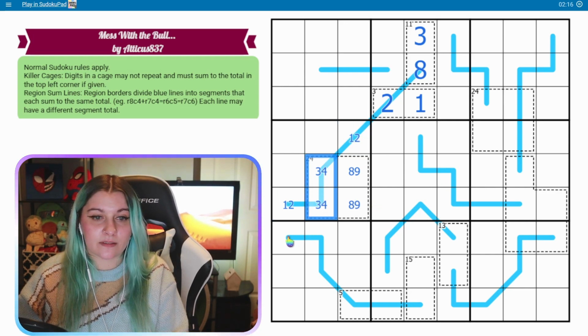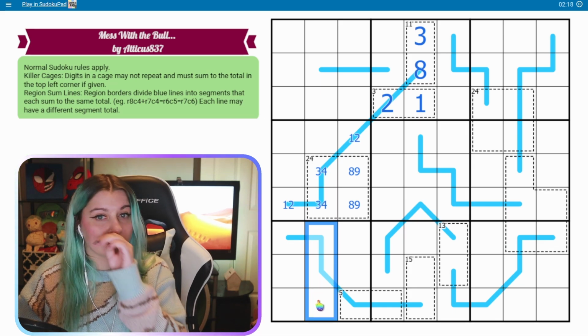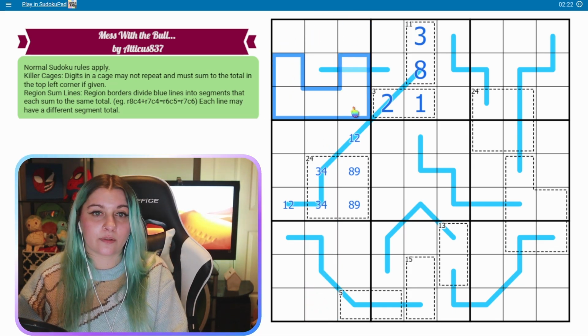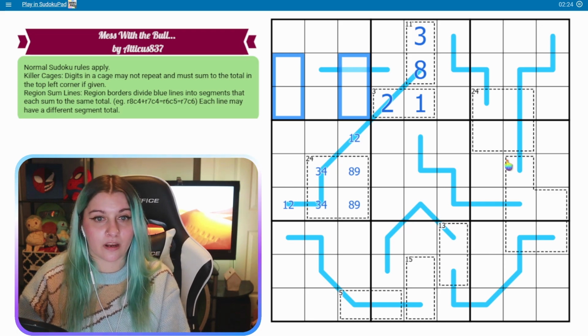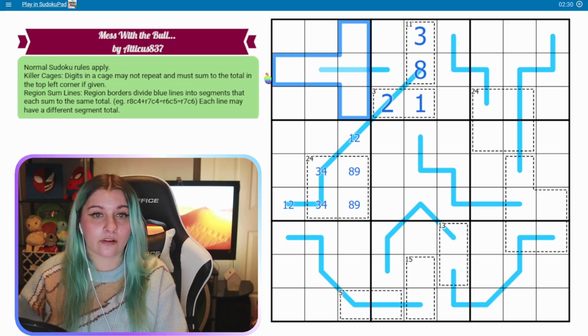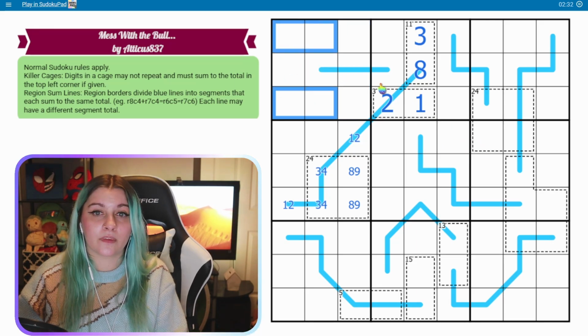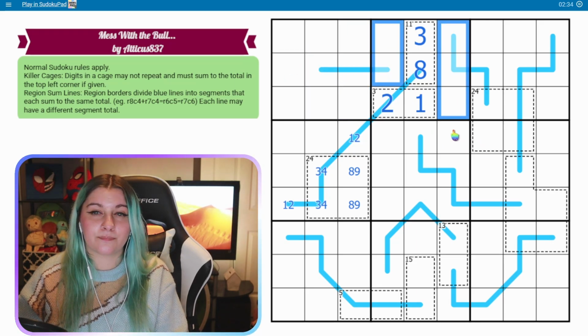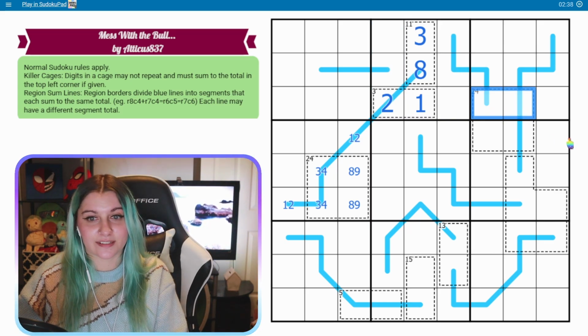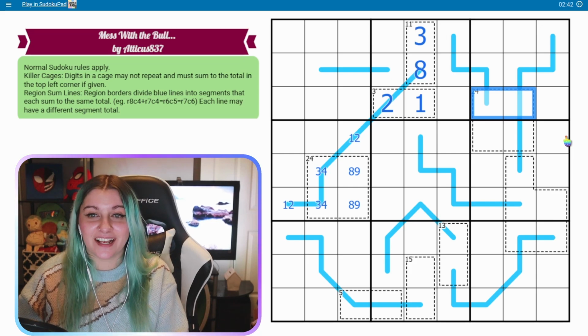Okay, it also means some stuff like I can't use a 3 or a 4 here. I can't use a 3, 4 here. So 3 will go here somewhere. That's probably fine. Nice. What else do I know? 8 can't go here at all, so 8 will go here somewhere. I also know these digits. I can't use a 2 or a 1 in this 24 sum. Probably fine.